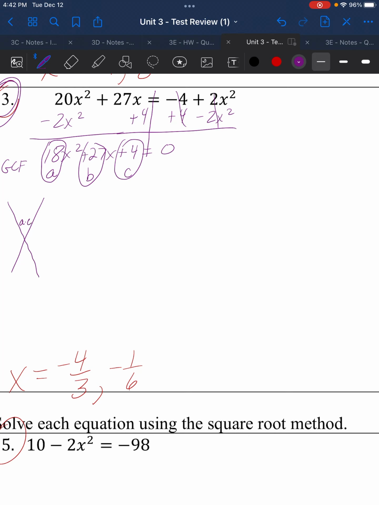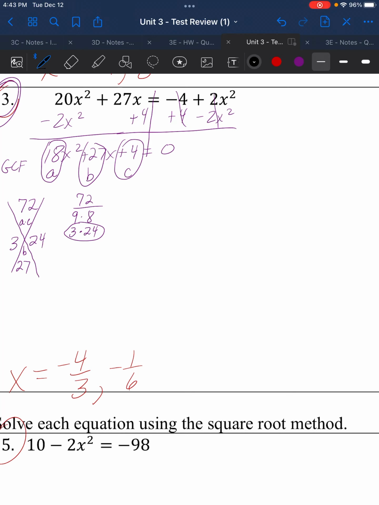So I'm going to do my little X, just to give us a little visual. A times C is 18 times 4, which is 72. And B is 27, so down here, put 27. What two numbers multiply to 72 that add up to 27? I'm just going to start with 9 times 8, and that adds up to 17, so not quite. I'm going to divide 9 by 3 and multiply 8 by 3, and get 3 and 24. There we go. Got them.